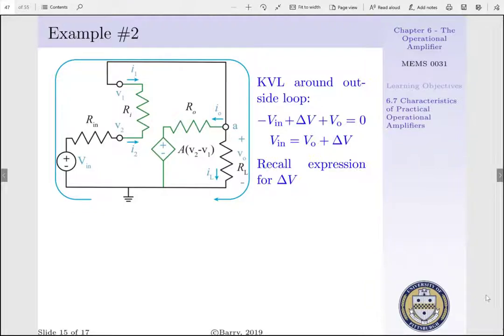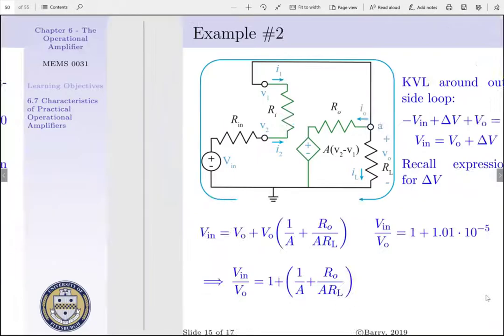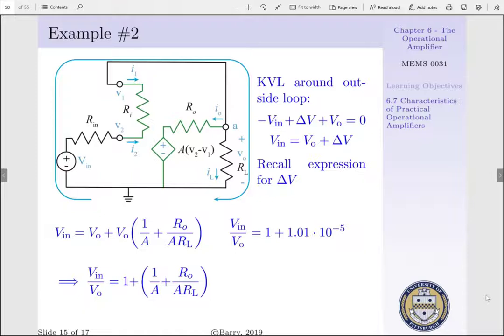Now, if we recall our expression for delta V that we just solved for from our KCL equations, we have Vn is equal to V naught plus V naught times the quantity 1 per A plus R naught per A RL. Or if we express this in terms of Vn per V naught, we'd have 1 plus 1 per A plus R naught per A RL. Thus, Vn per V naught would be equal to the quantity 1 plus 1.01 times 10 to the minus fifth.